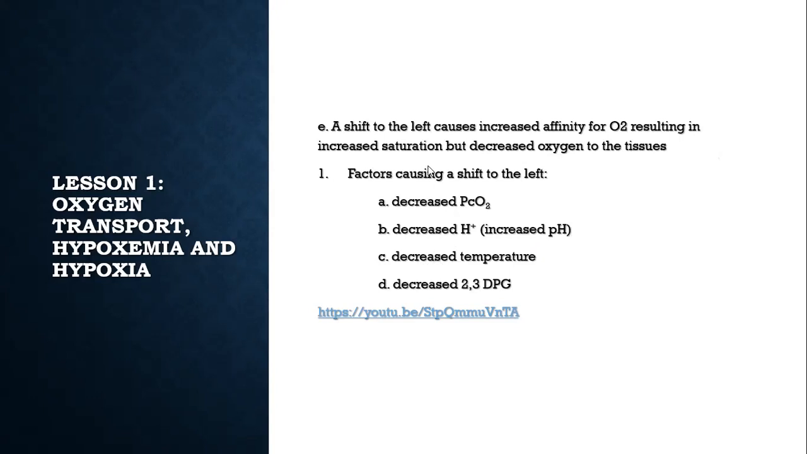Shift to the left, loves. So say left, loves. Okay? So a shift to the left causes an increased love for oxygen, resulting in an increased saturation of the hemoglobin, but a decreased saturation to the tissues because it won't let it go, right? Hemoglobin is floating around, but won't let go.